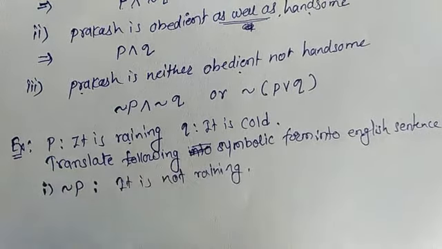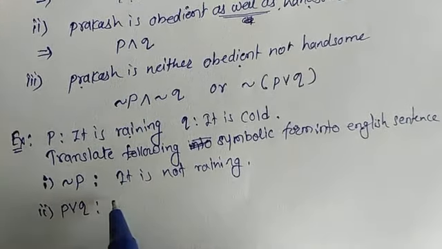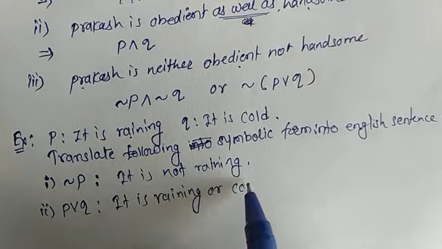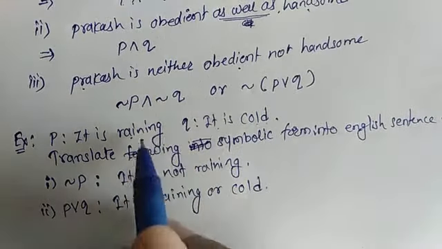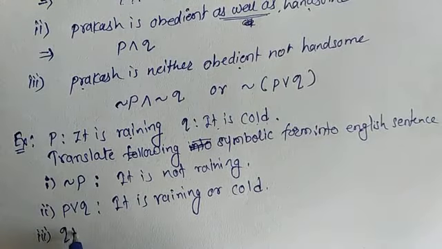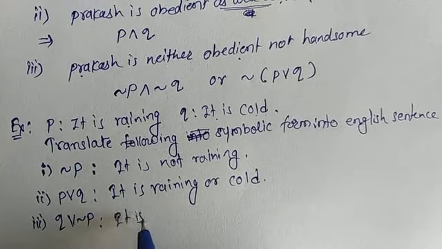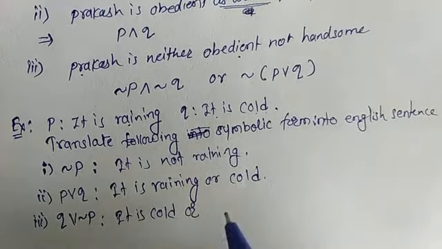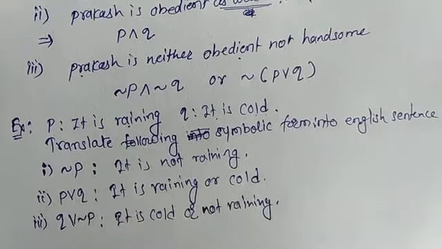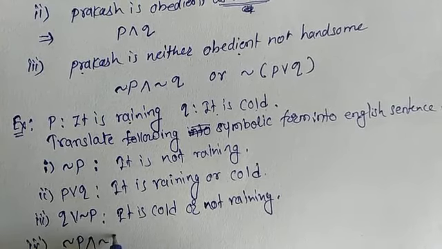Okay, next second, it is P or Q, which will give it is raining or cold. Next, it is Q or negation P. Now Q is it is cold, so it is cold or it is not raining.